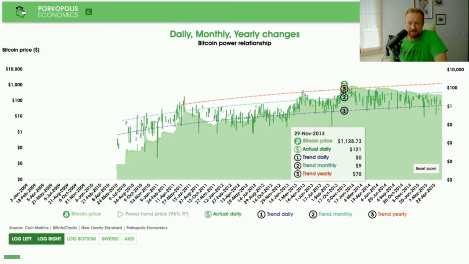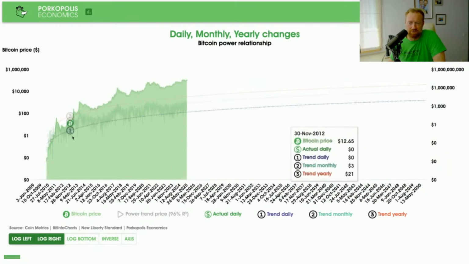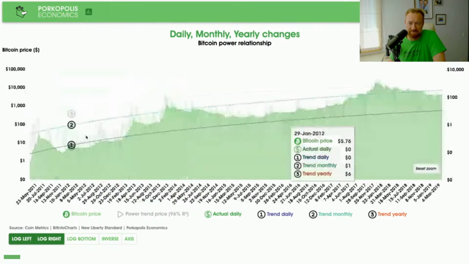Okay, so here, for example, the daily change in November 2013 in price is $121. It was roughly $1,000 the day before, November 28th. November 29th it's $1,128, or a daily change of $121. The trend itself would only change $70 over the course of the year. And this happens to signal a top. Pretty interesting. Let's not worry about the bottoms at the moment. Let's just look at the next top.